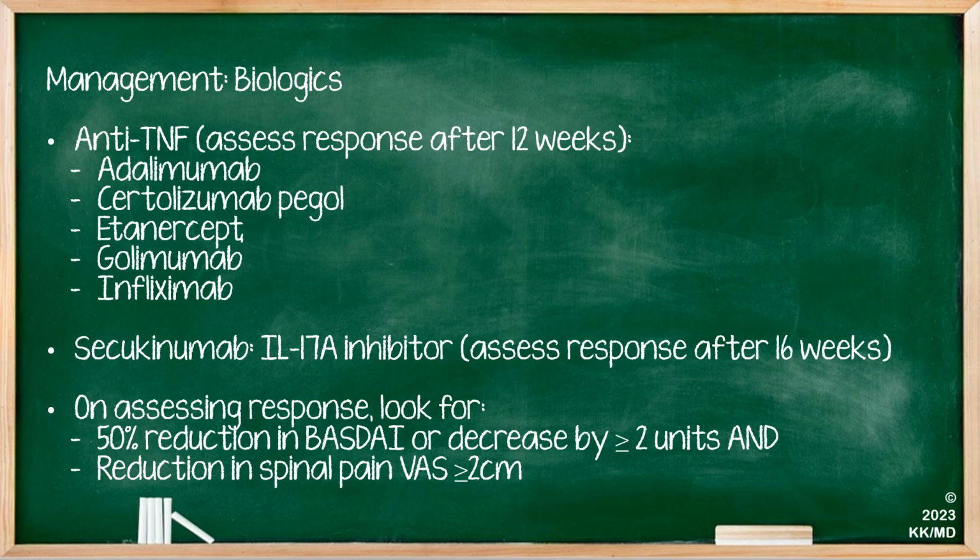If those measures are unsuccessful, then patients can be trialled on biologics, and really there are 2 main classes that are currently licensed for axial spondyloarthritis, which are the anti-TNF drugs, which are listed here, and you'd usually assess the response after 12 weeks, or secukinumab, which is an IL-17A inhibitor, and the response is assessed after 16 weeks according to NICE guidelines. On assessing response, it's important to look for a 50% reduction in the BASDAI score and a reduction in spinal pain.